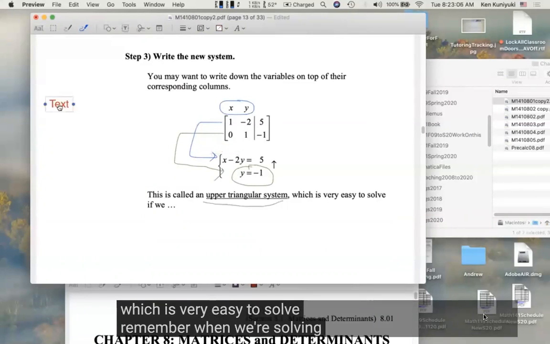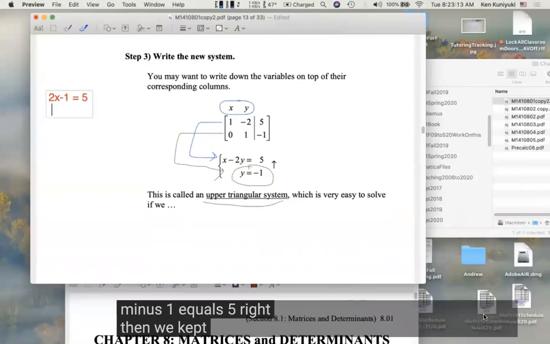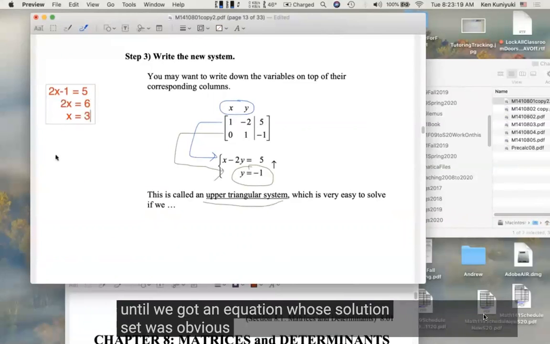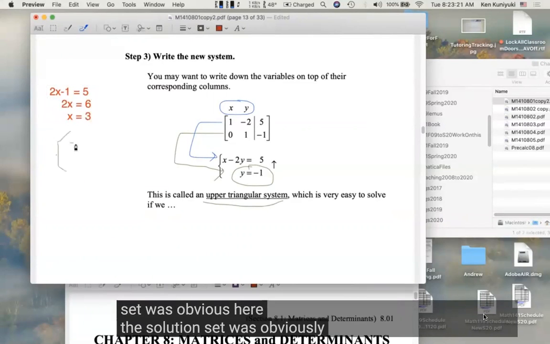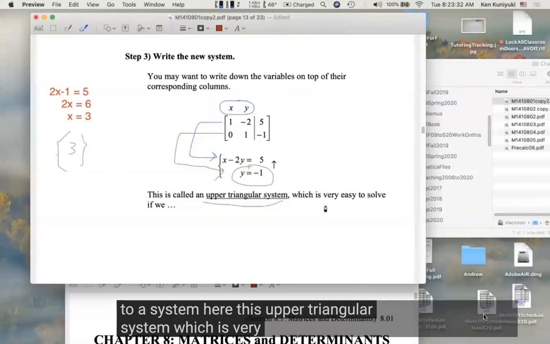Remember, when we were solving 2x minus 1 equals 5, right? Then we kept on going until we got an equation whose solution set was obvious. Here, the solution set was obviously this thing. With this process, with GEBS, the idea is that we get everything down to a system, here, this upper triangular system, which is very easy to solve.